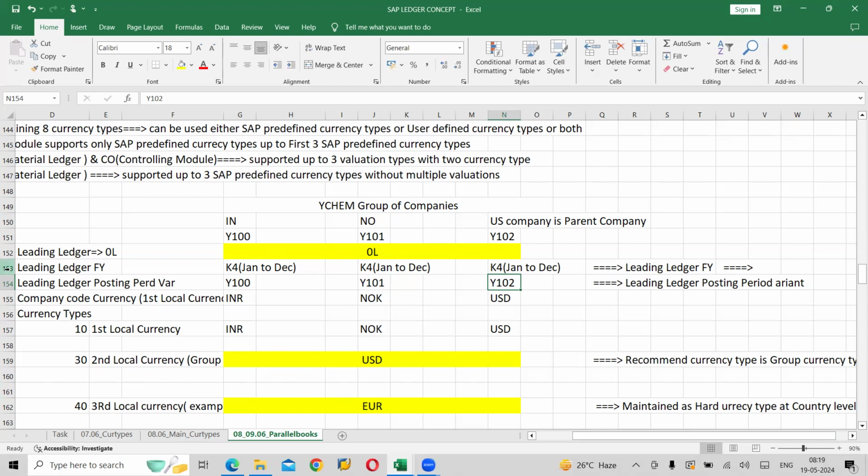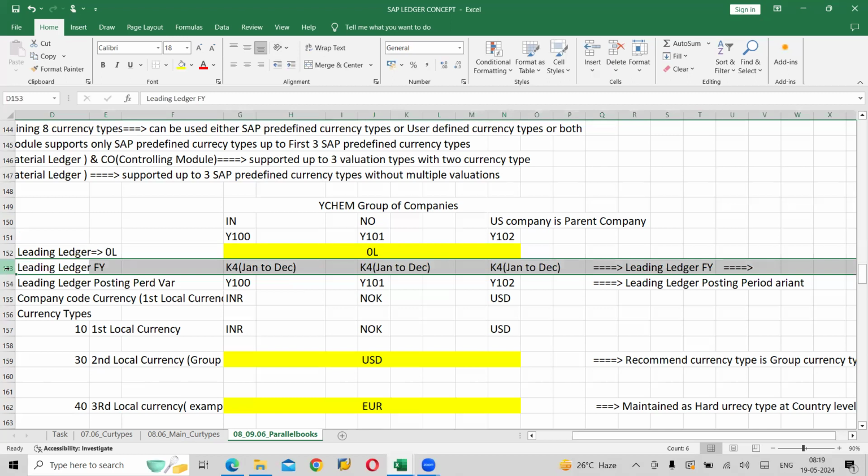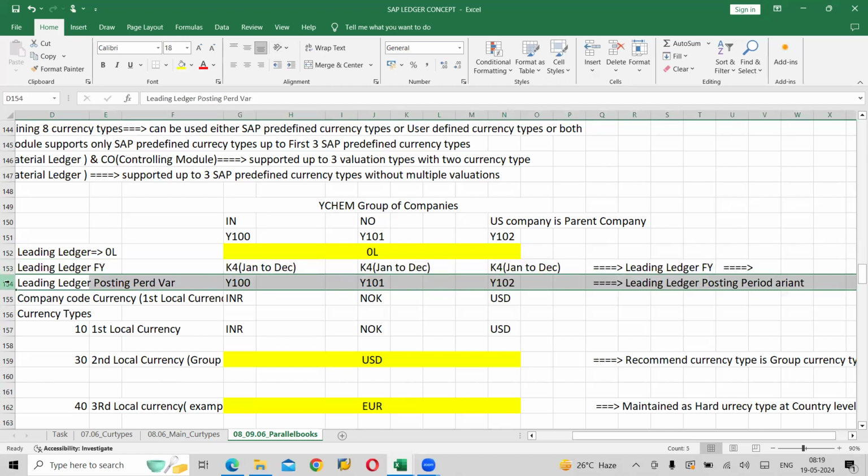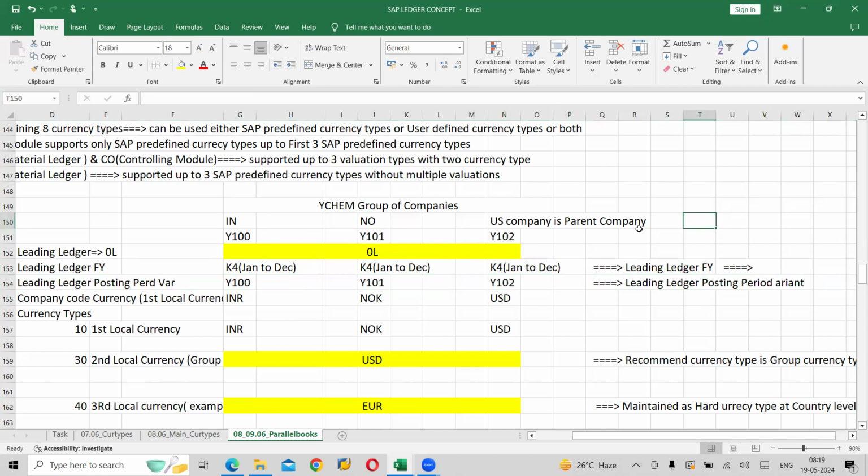These are the combination of your company code. Just write it down. So what do you mean by that? What is the combination? My combination of Y100, leading ledger 0L. And what is my posting period for Y100? What is the posting period variant?